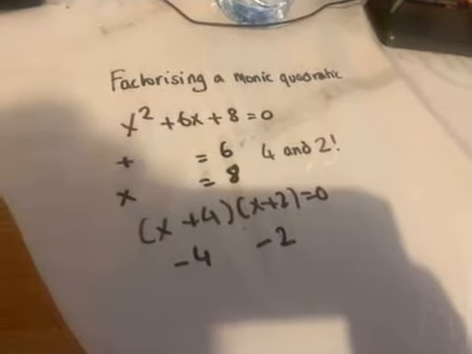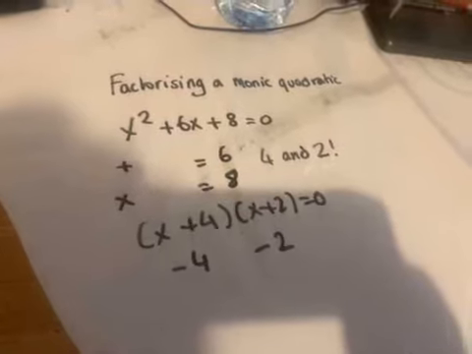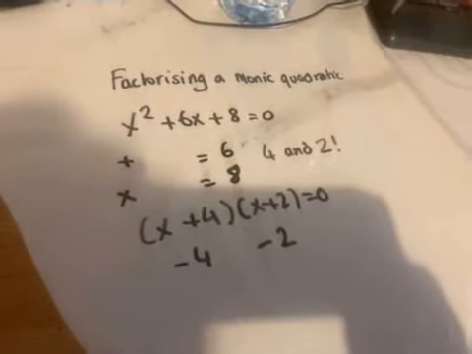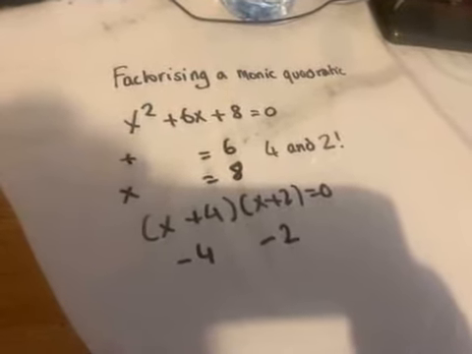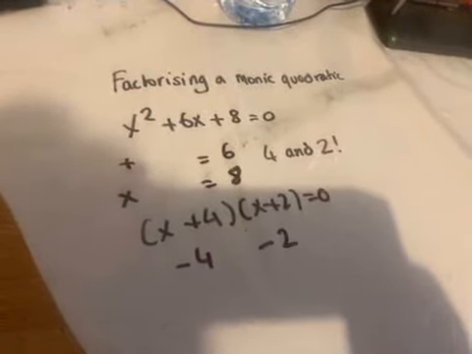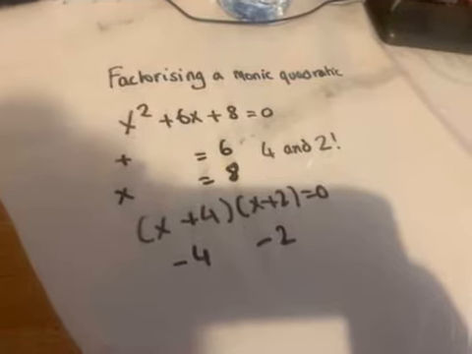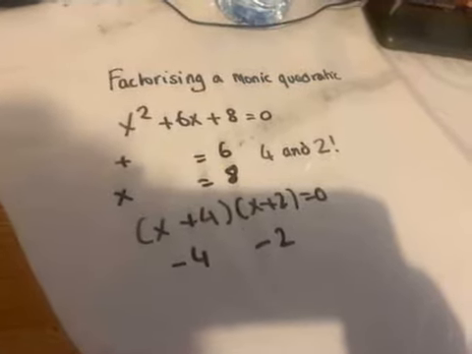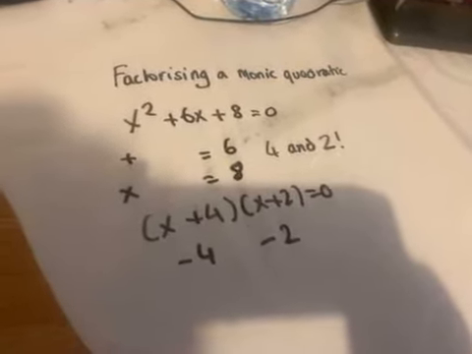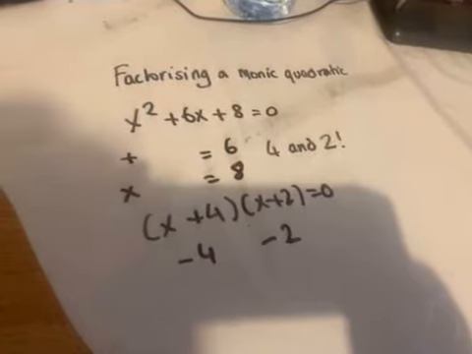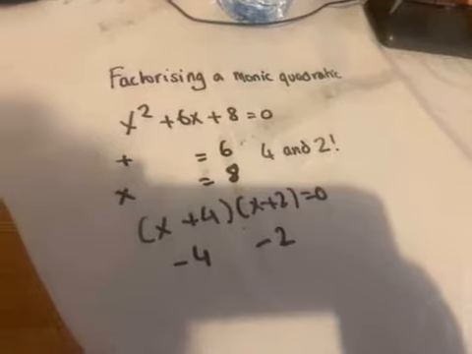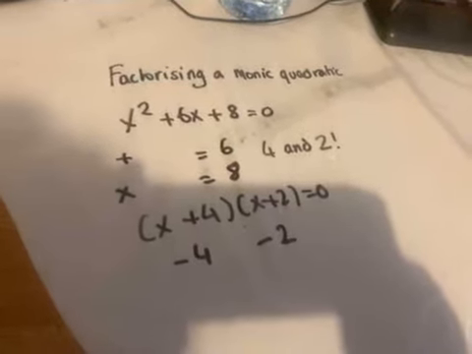But once you get there, it's not just a matter of going, the answers are 4 and 2. Because in fact, think of the logic. If x plus 4, x plus 2 equals 0, they're two things multiplying each other. The only thing you can do to make something equal 0, in a multiplication, is make one of them 0. So if x plus 4 equals 0, what would make the bracket x plus 4 equal 0? Minus 4. What would make the bracket of x plus 2 equal 0? Well, if x was minus 2.